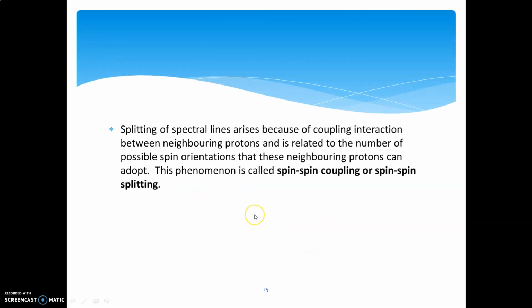Splitting of spectral lines arises because of coupling interaction between neighboring protons and is related to the number of possible spin orientations that these neighboring protons can adopt. This phenomenon is called spin-spin coupling or spin-spin splitting.